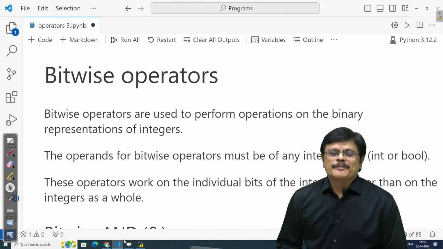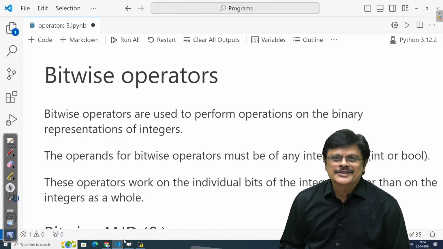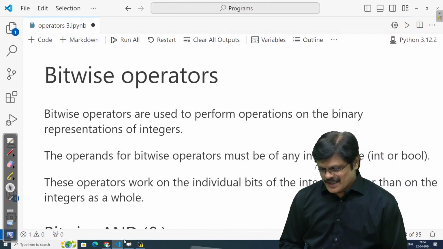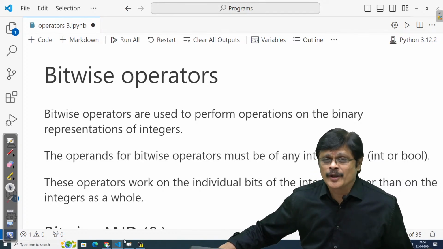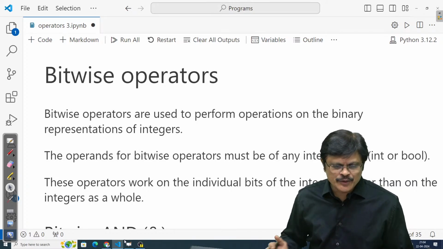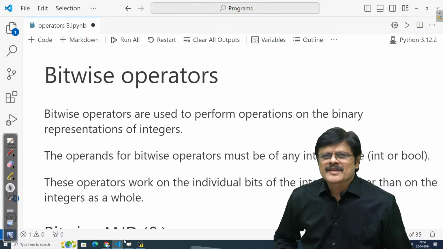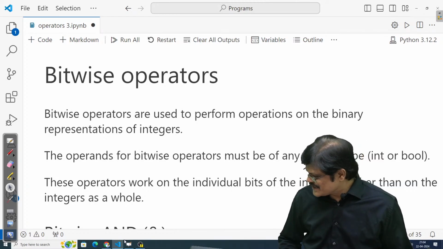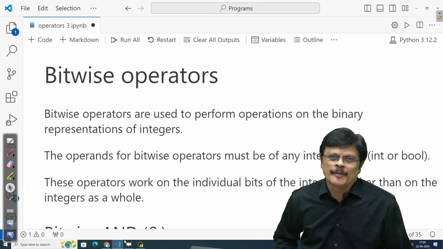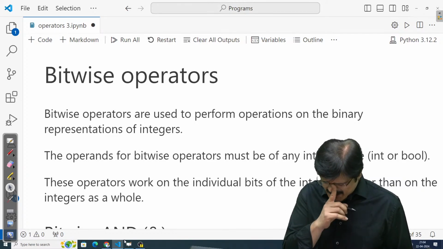We are learning Python programming. Under Python programming, we are talking about operators. So let us see the third part of Python operators. In today's session, we mainly talk about bitwise operators, followed by some special operators like the identity operator and membership operator, which concludes all the operators. Then we try to see the precedence of operators. That is the agenda for today's session.